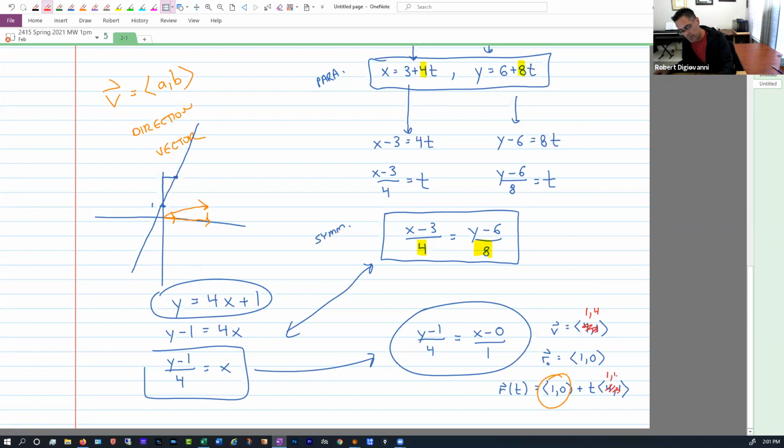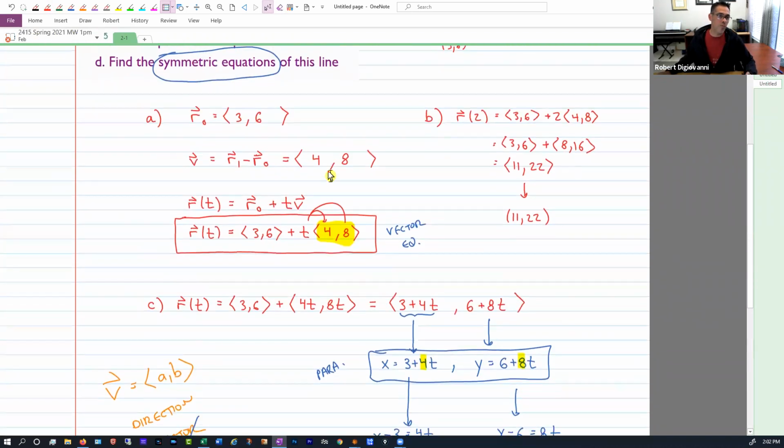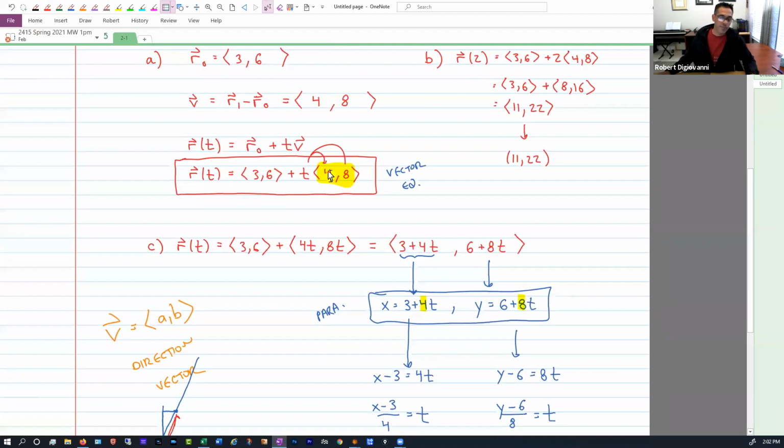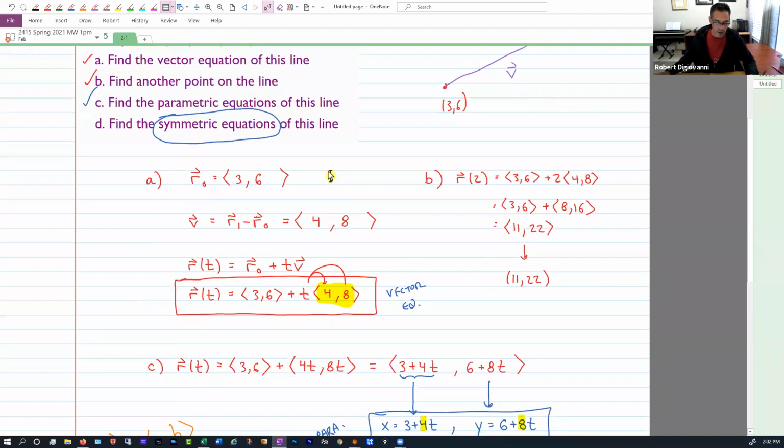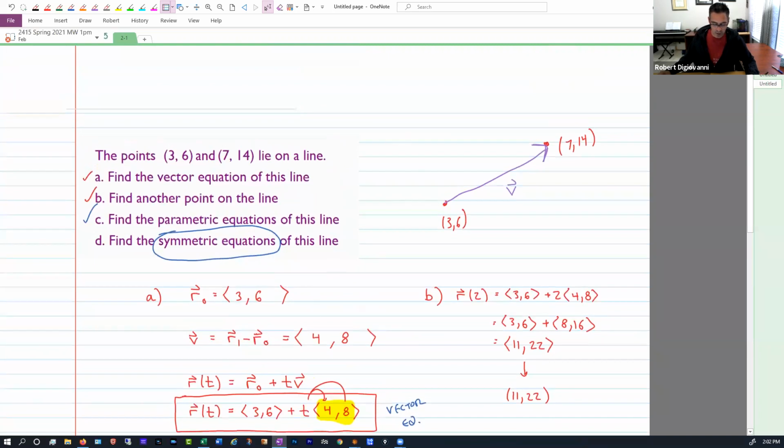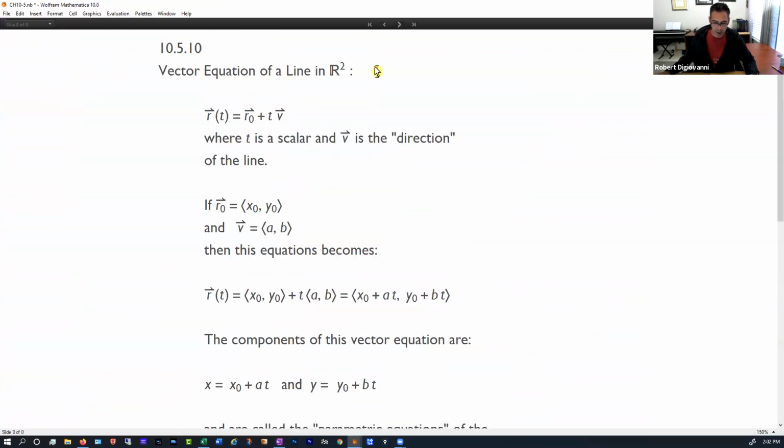I'm glad I made that mistake. Then you can see you have to pay attention to the variable on top and bottom. So now this should work. If we go there to 1, 0, and then go to the vector 1, 4, which is over to the right 1 and up 4, we should add those together and we should be on the line. So anyway, I hope that answers the question of the connection, like why the symmetric is useful.